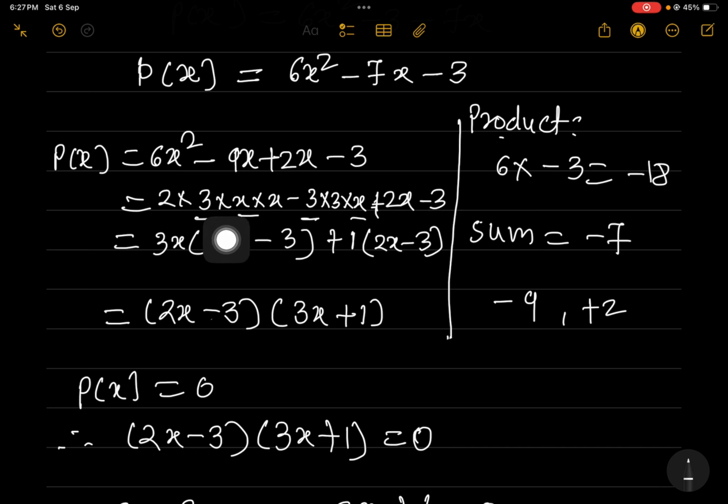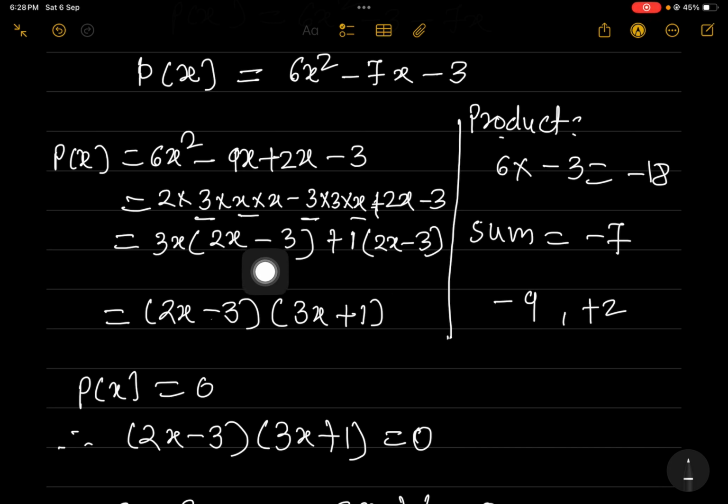Now see, 3x is common in the first two terms, so 3x comes outside the bracket. The remaining bracket is 2 and x, which becomes 2x, minus sign as it is, and this 3, so the bracket is 2x minus 3. Now the plus sign as it is. Here nothing is common, so we take x into 1 minus 3 into 1, and 1 is common. So 1 is here, and the remaining is 2x minus 3. See, we already got this bracket, and the same bracket means whatever we wrote is correct.